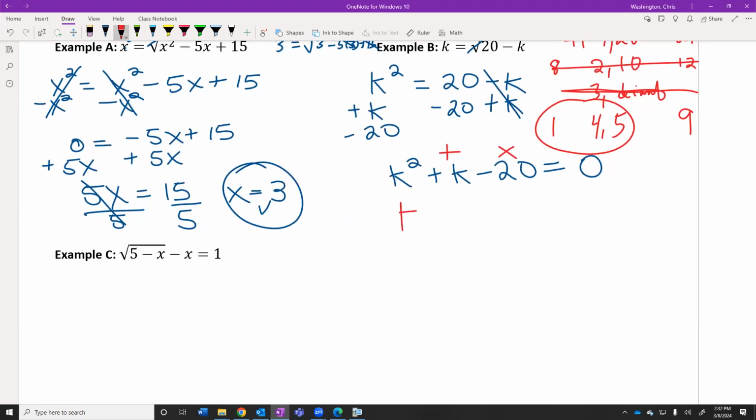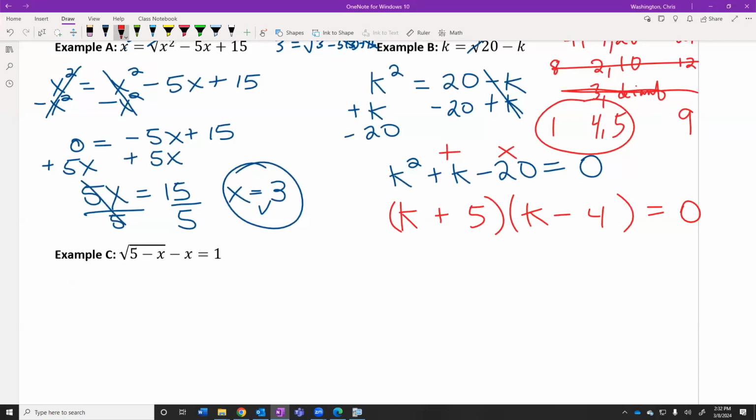So it is going to be 5 and 4, and the 4 is going to be negative because we want it to add up to positive 1. So we get k plus 5 times k minus 4 equals 0. That's not the final answer, though, because we still haven't solved for k.